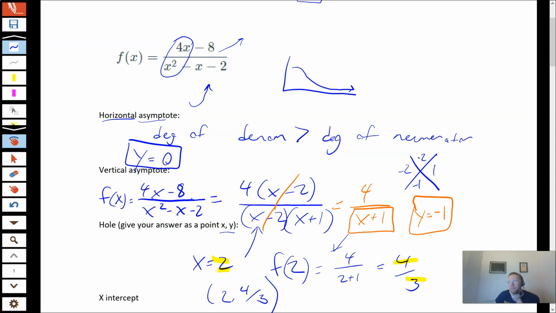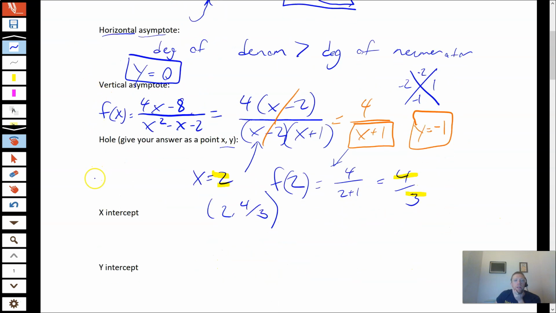x-intercept and then y-intercept. And these are ones that you've known how to do forever, right? So x-intercept is where y is equal to 0 on the graph. We want to know the x, and here is where x is equal to 0 is the y-intercept, so we want to know the y. Okay. And I can use the simplified function to make my life easier.